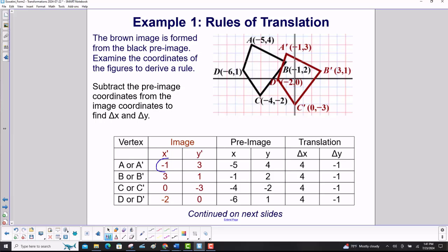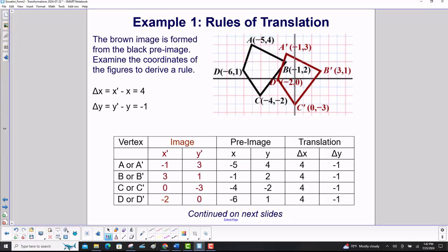So let's start here. That's negative 1 minus a negative 5. What's that going to be? 4. That's delta x. Let's check out the y now. Y prime is 3, and 3 minus 4 is negative 1. And again, please pause the video if you'd like and go through each row and verify it for yourself. And what does it mean that all the delta x and the delta y are the same for each row? That means it's a valid translation.